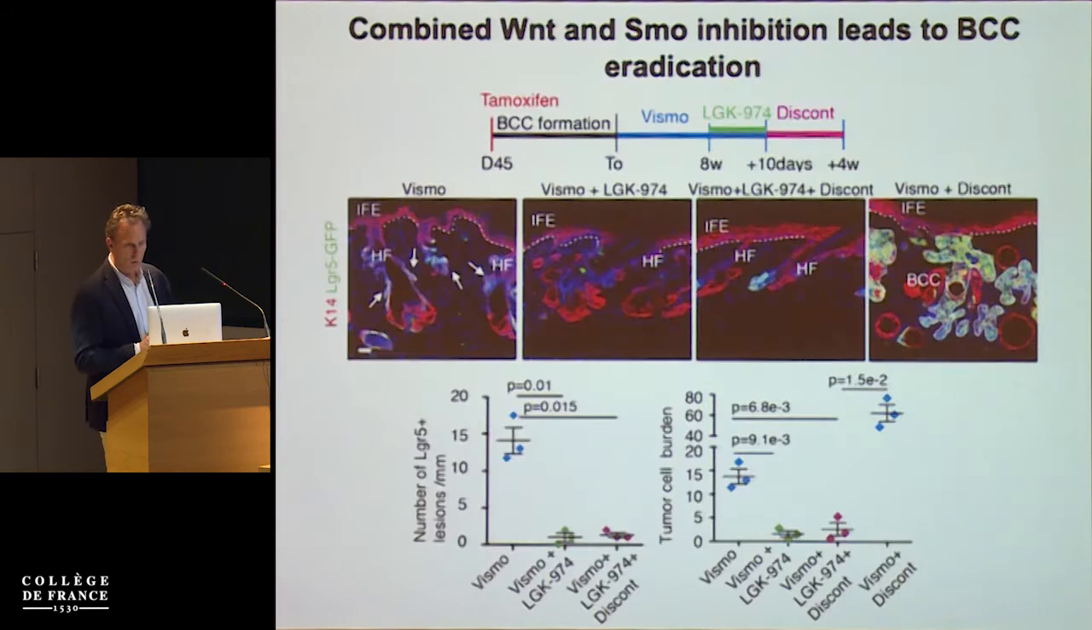So then we used a combination of drugs associating vismodegib plus a Wnt inhibitor. Here is a porcupine inhibitor developed by Novartis, LGK974. And when you combine vismodegib plus LGK974, 95% of the persistent lesions are eradicated, and there's a massive reduction in the tumor burden following the discontinuation of the treatment. So we have long-term eradication of this lesion.